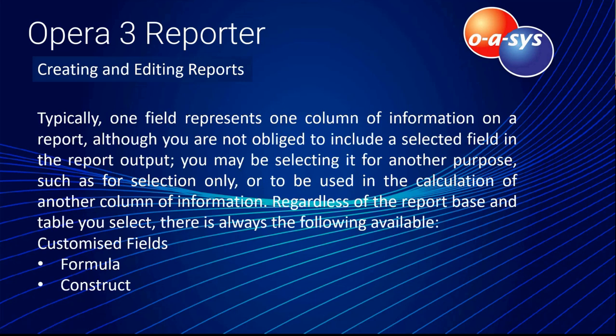So typically one field represents one column of information on a report, and although you are not obliged to include a selected field in the report output, you may be selecting it for another purpose, such as for selection or to be used in the calculation of another column or information. So regardless of the report base and the table you select, there is always the following available. Customized fields, you have formula and construct. Formula for numeric output and construct for text output.